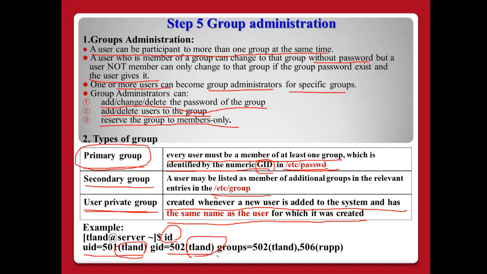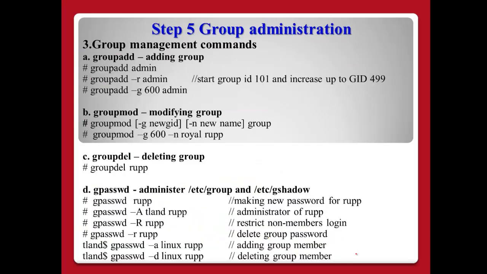In this case, we call this one user private group. And this user tilde, this one, tilde and ILPP. In this case, tilde is the primary group and ILPP is a secondary group. So each user can belong to several groups. In this case, the first group we call primary, and the other group we call secondary group.